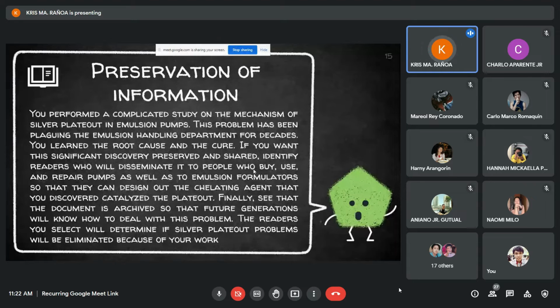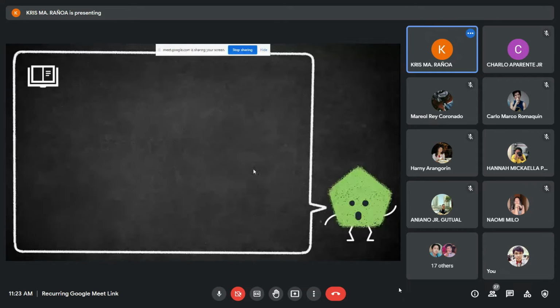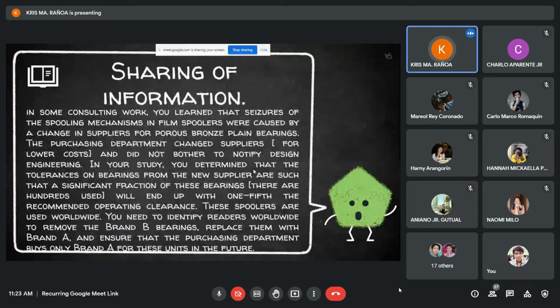So pag-preserve sa imong information, kailangan maghatag ka atong, as I said kaganina, maghatag ka sa information ka itong mga tao na maka-implement o maka-support sa imong mga discoveries para sila mo document ato o kanang ma-use pa for the future generation na mga discoveries para dili mawala. Next kay sharing of information.